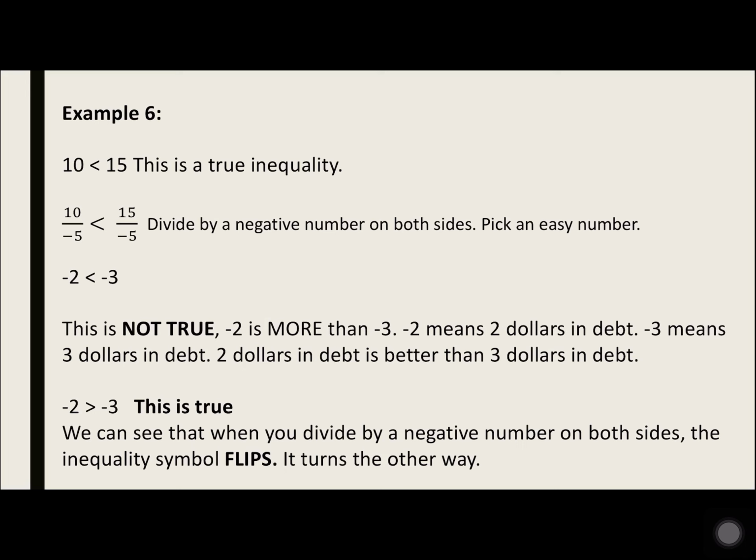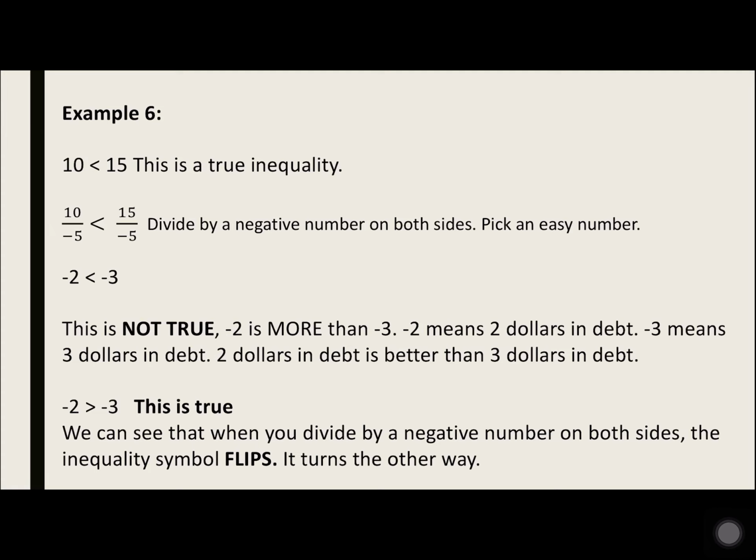Example 6. 10 is less than 15. This is a true inequality. Divide both sides by a negative number. Pick an easy number. 10 divided by negative 5 is negative 2. 15 divided by negative 5 is negative 3. Negative 2 less than negative 3? This is not true. Negative 2 is more than negative 3.